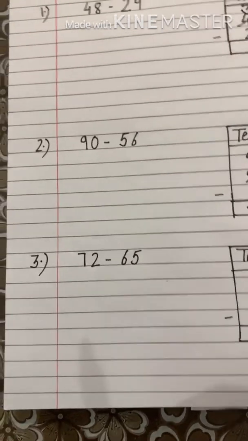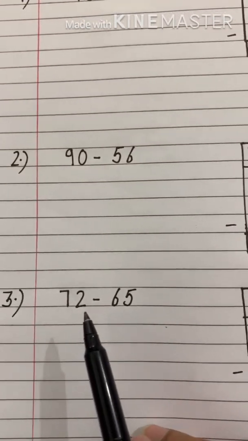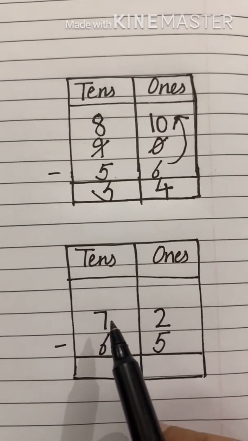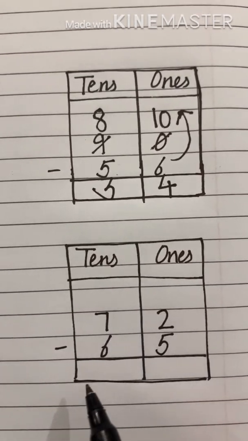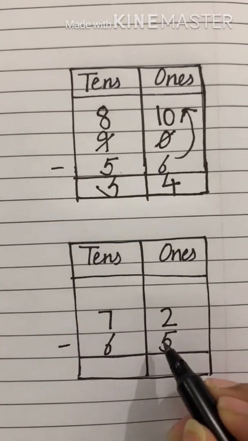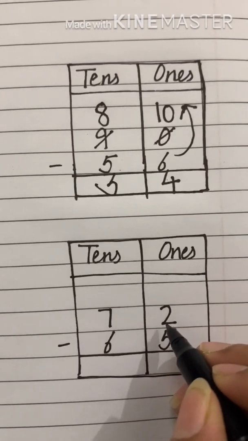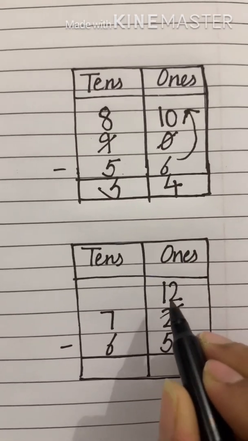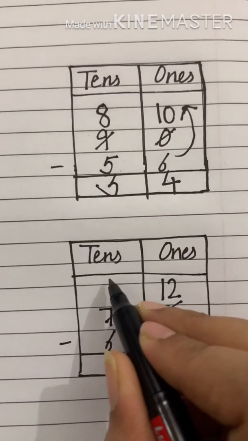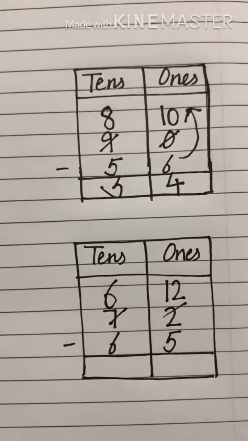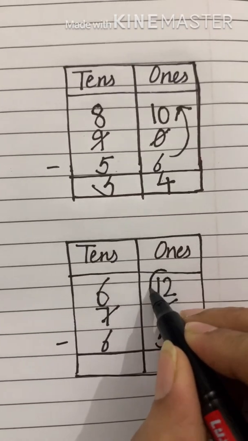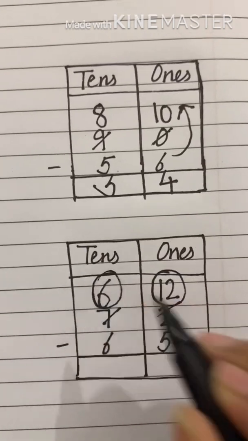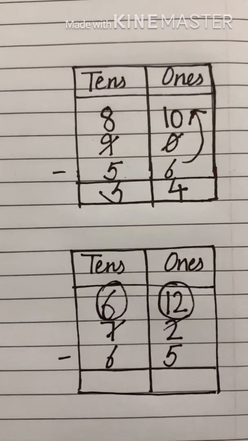Let's take another example. I have written here 72 minus 65. I have written 72 at the top, 65 at the bottom. As you can see, 5 is greater, so we need to borrow again. It will be 12. From whom is it taking? From 7, so it will be 1 lesser in number, it will become 6. You can also do one thing: once you are borrowing, you can write the new numbers like this. It's up to you.